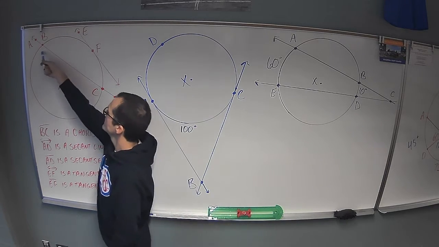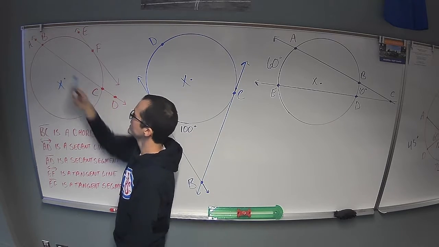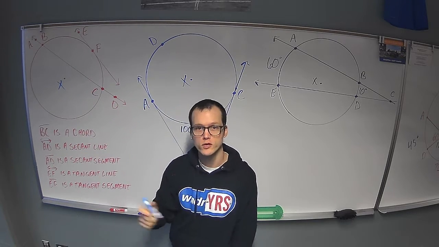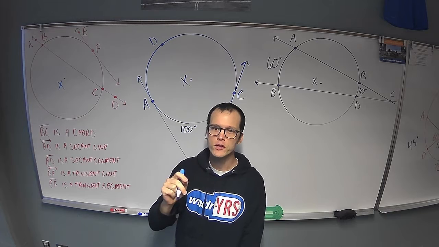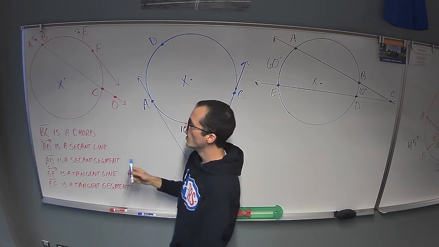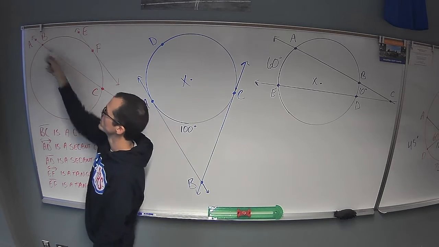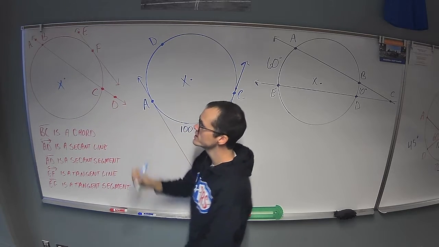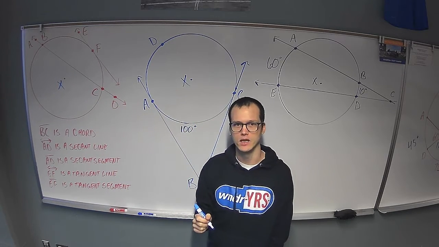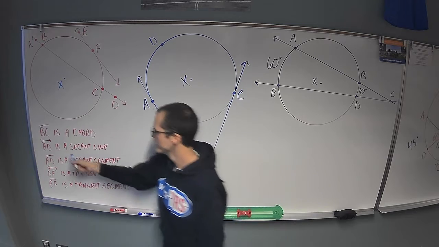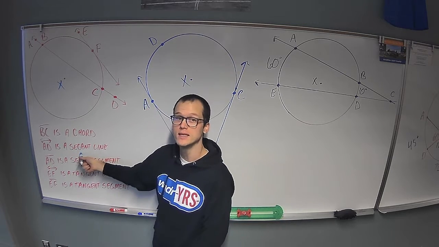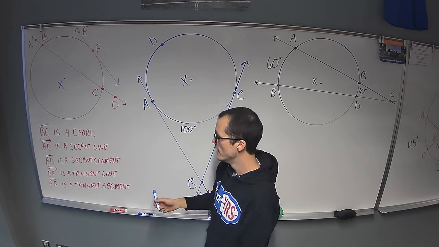Segment BC right here, from B to C, these points are both on the circle, and it goes through the circle. It touches the circle twice. That's called a chord. But if you extend that chord into a line that goes forever in both directions, we call that a secant line. Secant, S-E-C-A-N-T. And we're going to be using these today. I know that might be new for us.